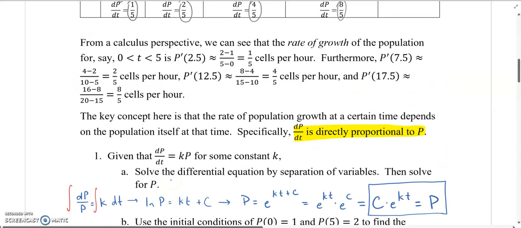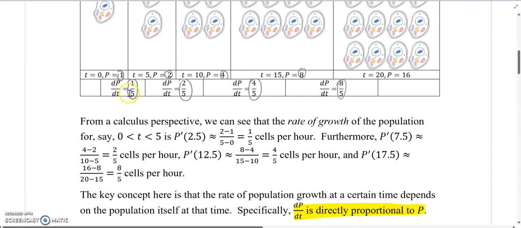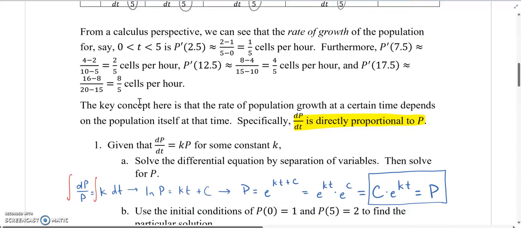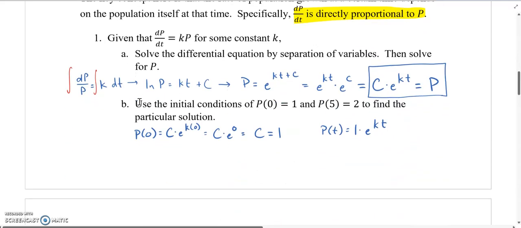Now, it looks like k is equal to 1/5, but I was actually approximating dP/dt up here, so it's not going to equal exactly 1/5. But it should be very close to 1/5. Let's see what it is exactly equal to. P of 5 is equal to 1 times e to the k times 5, or e raised to the 5k, which we're told is equal to 2. So this is an equation that we can solve for k.